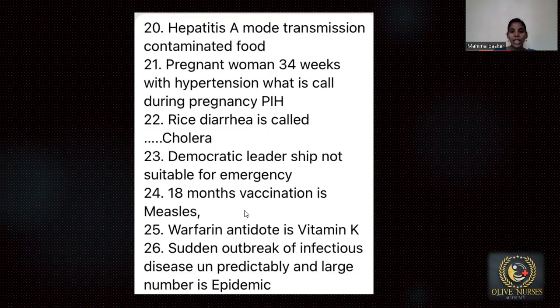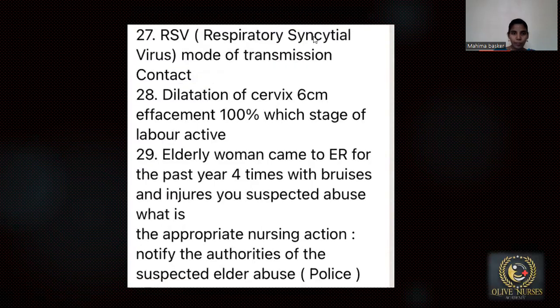Sudden outbreak of the infectious disease, unpredictable and large number, is called what? Okay, they will be asking like this also. So it is like a definition. What is a sudden outbreak? If they ask sudden outbreak, you have to remember epidemic. Okay, example TB. Suddenly there is an outbreak of disease. So epidemic will be the answer. Got the point? We'll move on to the next one.